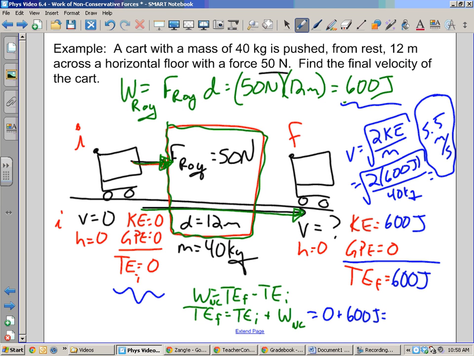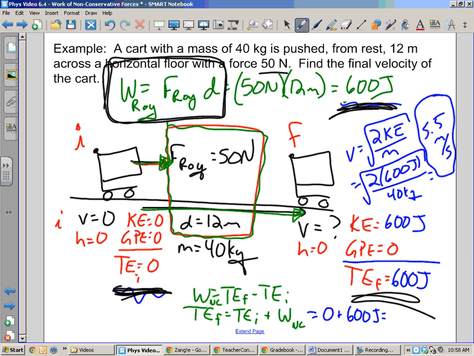All right, so this problem kind of ties everything together, right? We had to use force times distance to find the work done by Roy. And then we had to connect that to our change in energy. We started out with no energy. Because Roy did 600 joules of work, we gained 600 joules of energy. Okay? So let's do one last example here. I'll try to squeeze it in the 4 minutes to keep it under 20.